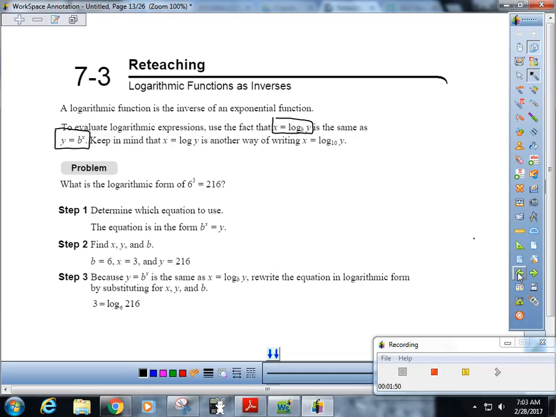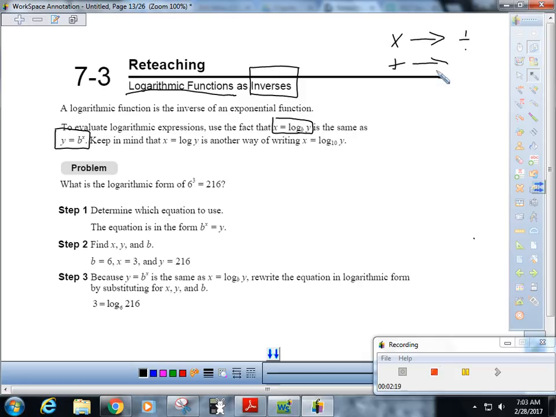A logarithmic function is the inverse. What does inverse mean? Well, inverse is opposite. It's the opposite of an exponential function. So this is an exponential function, and this is a log function, and they are inverses. Now, what is the inverse of multiplication? Division. What's the inverse of addition? Subtraction. What's the inverse of cosine? Cosine inverse. Okay? Well, now we know what's the inverse of x squared? Square root of x. So now we have another inverse that we can add to our list.